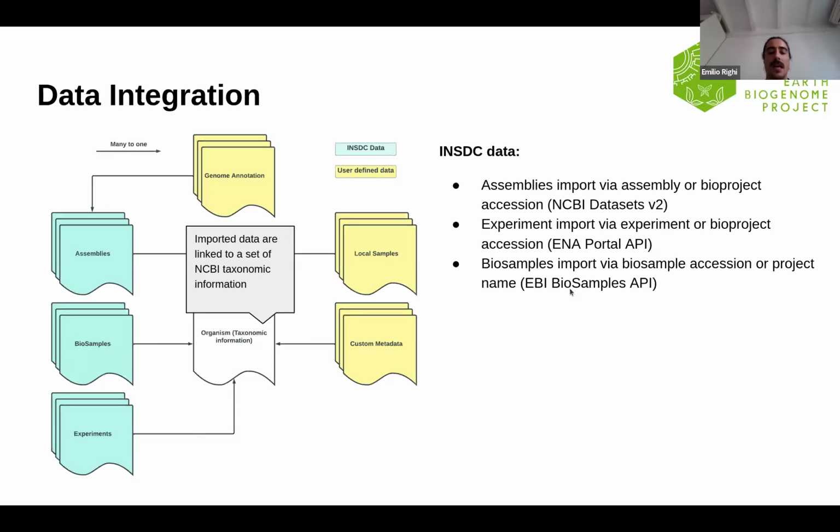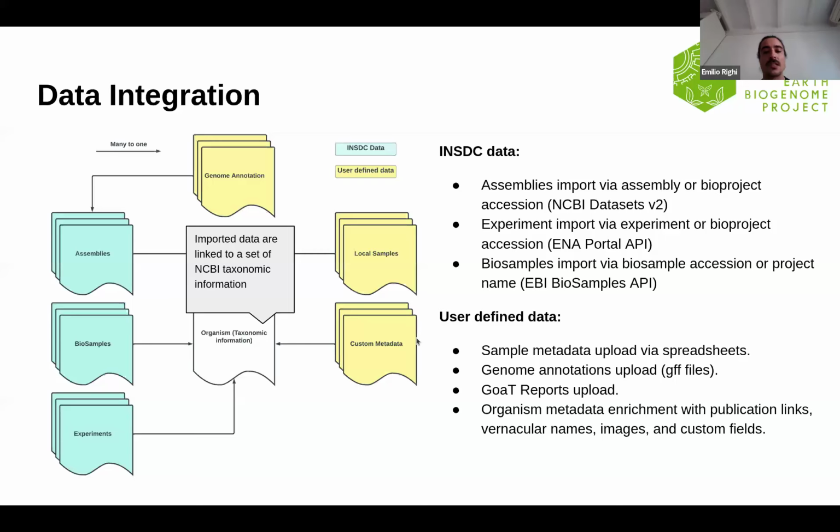On the other side, users can import local samples in the form of sample metadata spreadsheets. They can also upload GFF files and link them to the assemblies imported from INSDC, handle GoaT-compliant reports in our portal, and enrich organism metadata, the set of taxonomic information, with publication links, vernacular names, images, and custom fields.